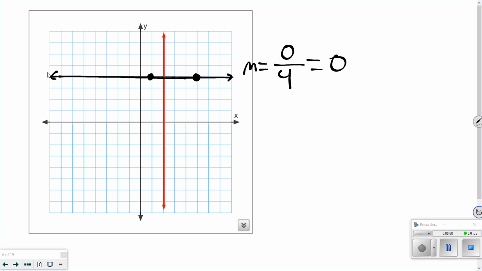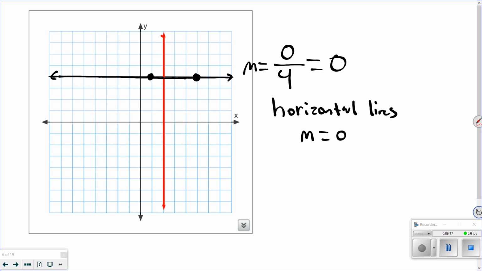Hey, it turns out horizontal lines, add this to your notes, always have a slope of 0. And the reason why is because there's no vertical change. It's not going up and down. And so if there's no vertical change, that means the top of the fraction will always be 0 over something. Okay, look at this red line right here.